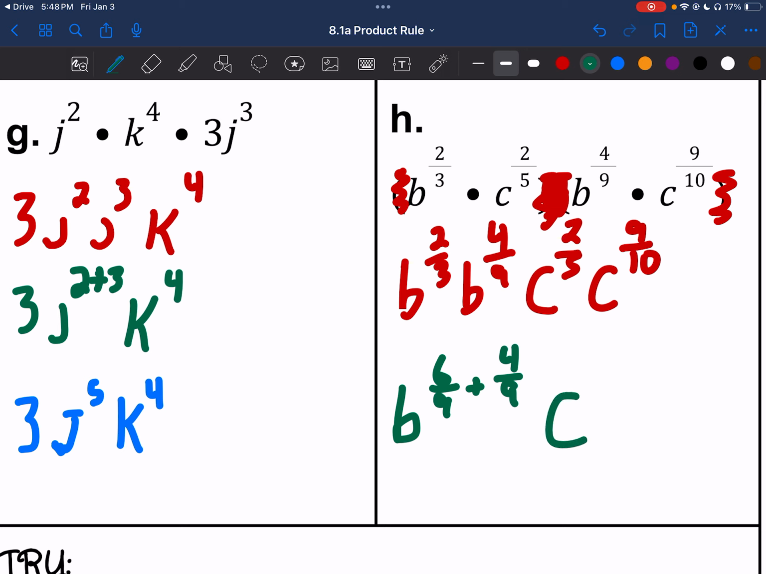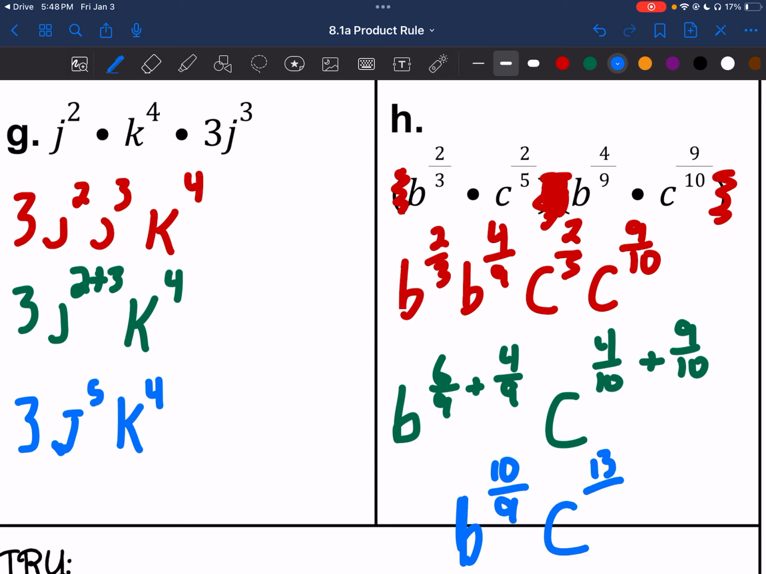Our c term, 2/5, but we need a denominator of tenths. Well, that's going to be multiplying by 2 over 2 to make it 10. So that's going to be 4 over 10 plus 9 over 10. And so our result here is going to be b to the 10/9. Okay. And it's going to be c to the 13/10.